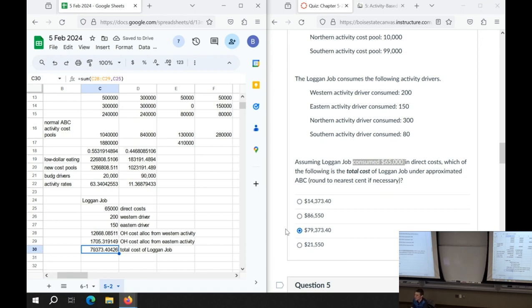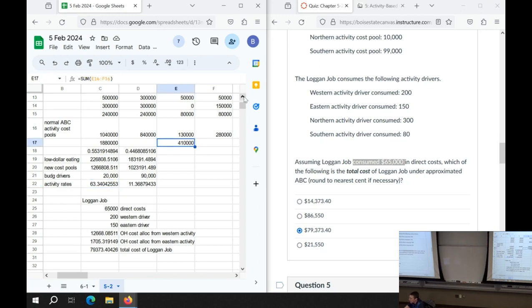Is that good, Sawyer? Does that look good? Yeah, I think the part I'm a little confused. I get the activity rates and how you multiply it by the drivers. So I get the bottom part. I think I'm a little confused kind of from the low dollar area.